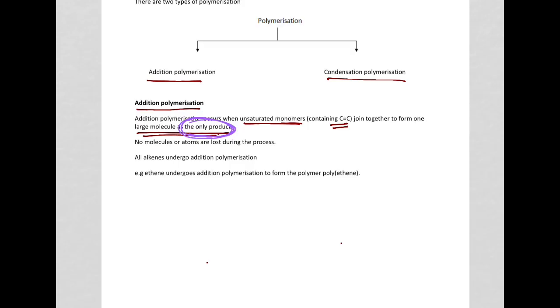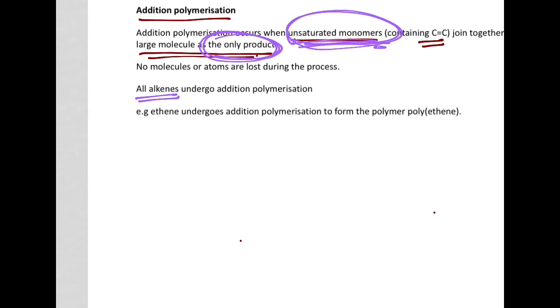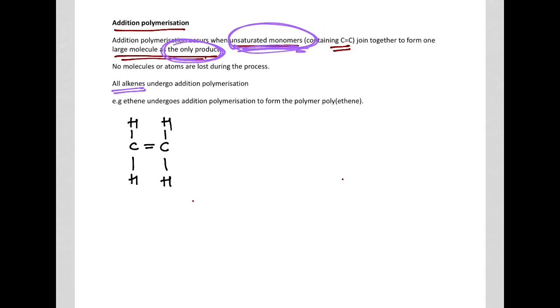So addition polymerization involves unsaturated monomers and it produces only one product. There are no other molecules or atoms lost during the process. And unsaturated monomers include alkenes. So all alkenes can undergo addition polymerization. So I'll take the example of ethene. Ethene looks like this. I'm going to draw it like this so that you can see the polymerization happening.